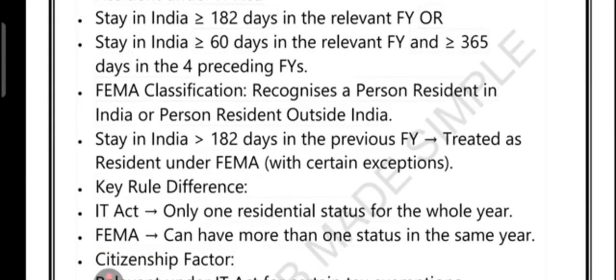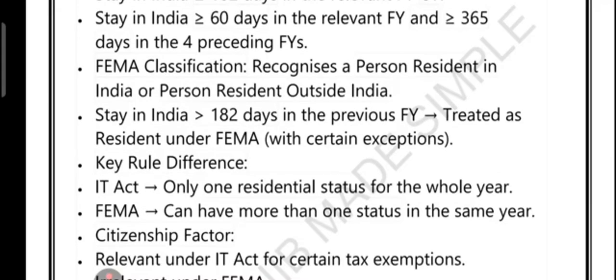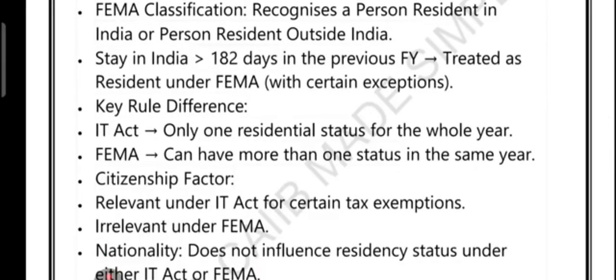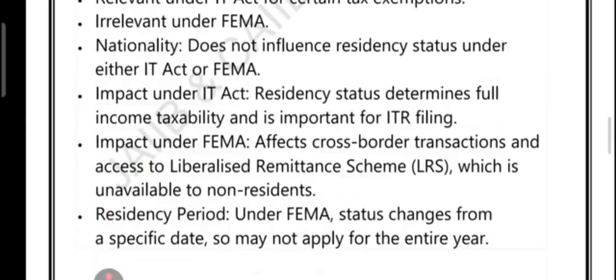Citizenship matters for the IT Act tax benefit, but not at all for FEMA. Nationality does not matter in either law. Why does it matter? The IT Act decides if all your global income gets taxed and whether you need to file ITR. And FEMA controls your cross-border transactions and things like LRS, the Liberalized Remittance Scheme, which is not allowed for non-residents. Remember, LRS is never allowed for non-residents, and that is decided using FEMA, right?